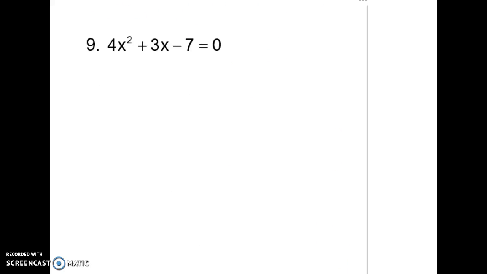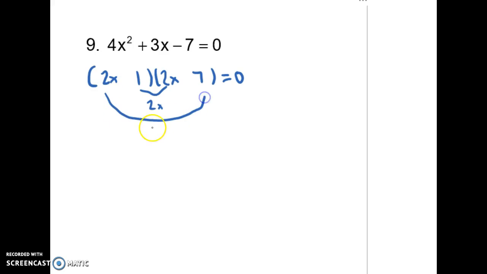Number 9, I'm going to do this one using guess and check, only because I think the area model could get a little potentially messy for this one. So I have 4x squared, I've got 3x, and a negative 7. So if I'm using guess and check, I think I'm going to try a 2x and a 2x first and see what happens. Factors of 7, so I think I'm going to go a 7 and a 1. And let's see, that would give me a 2x and a 14x. I can't make a 3 out of those. I don't really have any other choices for 7. It's only 7 and 1, and if I flip-flopped them, it's not going to work either.